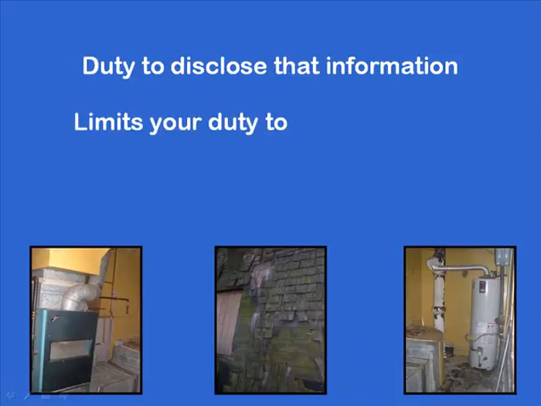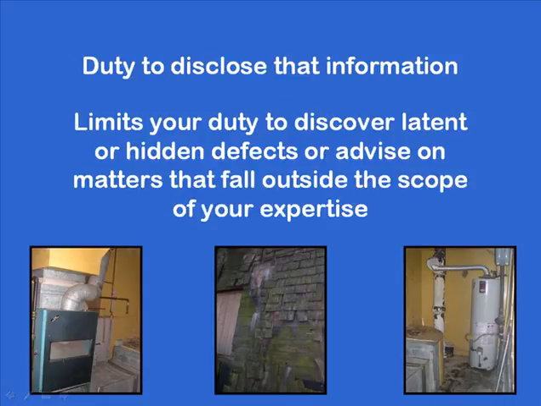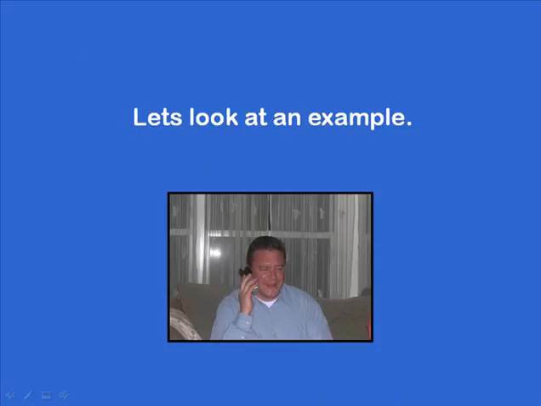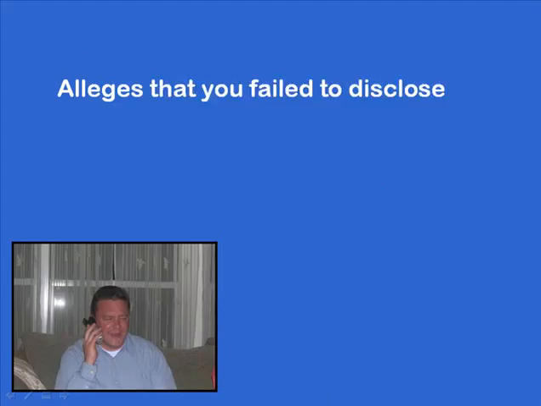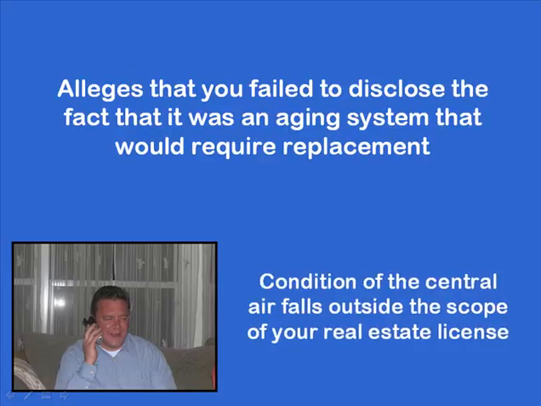However, the article limits your duty to discover latent or hidden defects or advise on matters that fall outside the scope of your expertise. Let's look at an example. You successfully list and sell a residential property. Several weeks after the closing, the purchaser contacts you and complains that the central air conditioning system in the house is not working, and alleges that you failed to disclose the fact that it was an aging system that would require replacement. Unless it could be proved that you had knowledge of the faulty condition of the system and willfully withheld this knowledge from the purchaser, you could argue that the condition of the central air falls outside the scope of your real estate license.